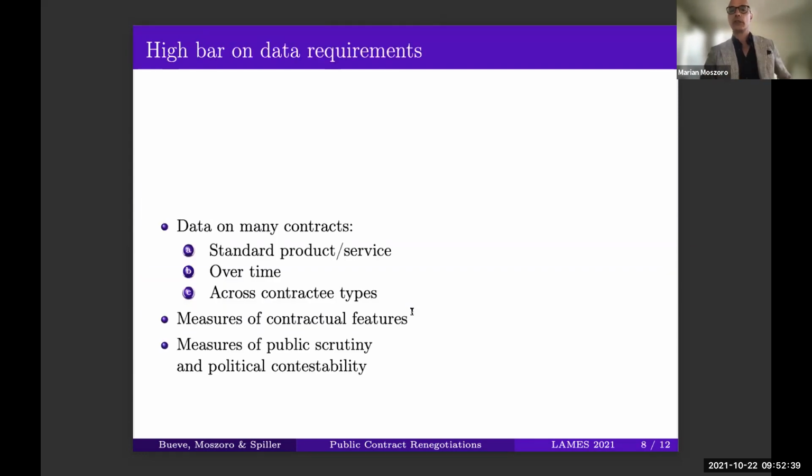Now, to take that to the data is quite hard because we need to compare the same goods over time across contractees, public and private, and come up with some measures of contractual features. How do we measure the contractual features? And also measures of public scrutiny and political contestability.